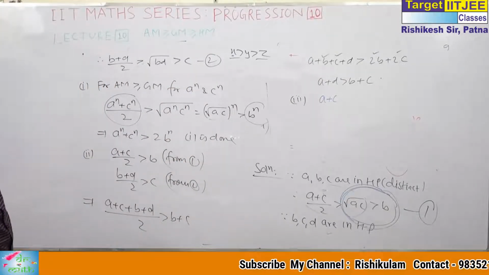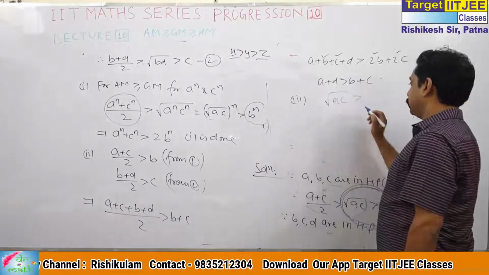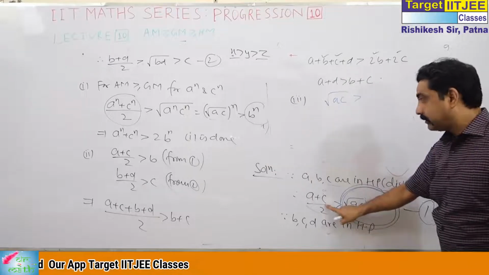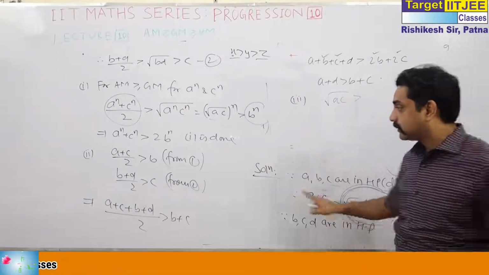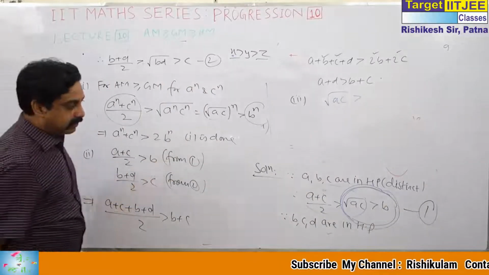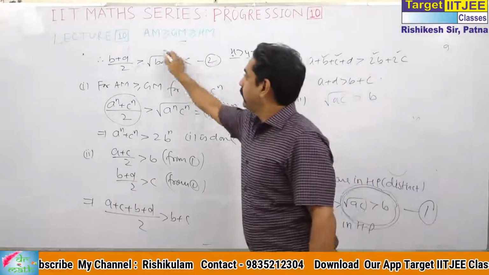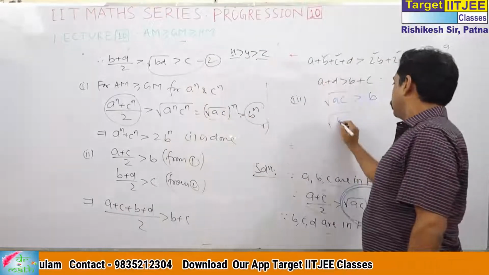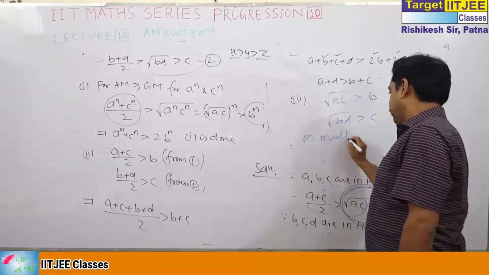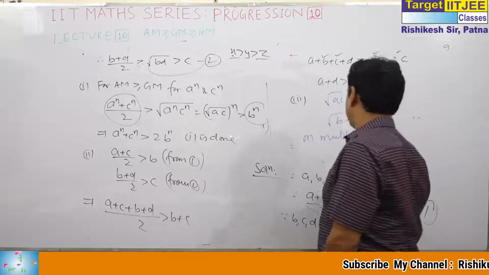And for third we will consider what? Actually root ac. Now see. Here I am doing this greater than this here and this greater than this here. But here what I do? Root ac greater than b. From here what I get? Root bd greater than c. On multiplication this time. Since all quantities are positive, there is no problem in multiplication.